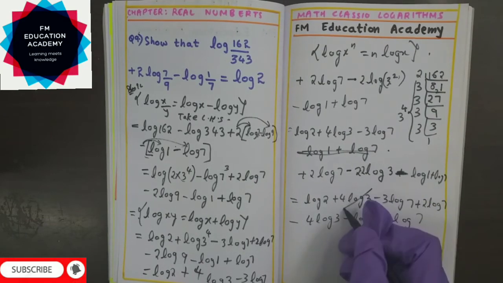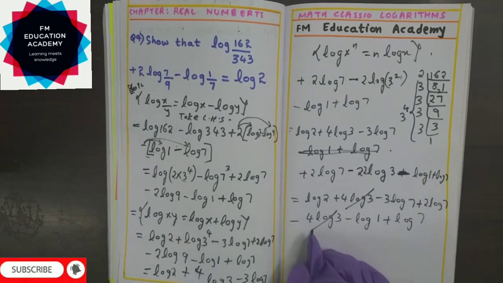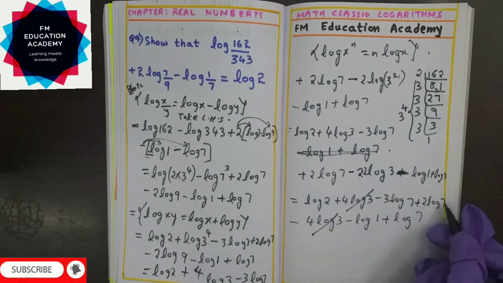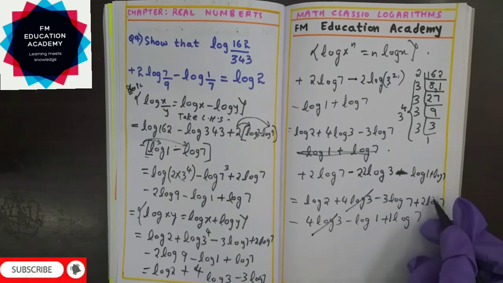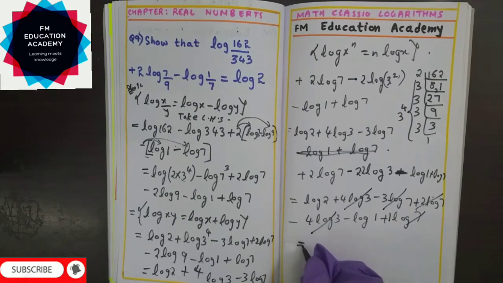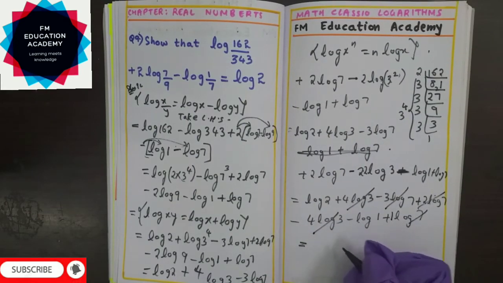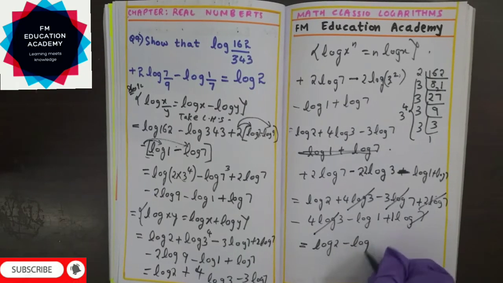So here I have plus 4 log 3 and here I have minus 4 log 3, so both will get cancelled. And also here I have 2 log 7 and here I have 1 log 7. So 2 plus 1 will give me 3. So 3 log 7 and minus 3 log 7 will get cancelled here. I am left with log 2 minus log 1. I know the value of log 1 is 0.